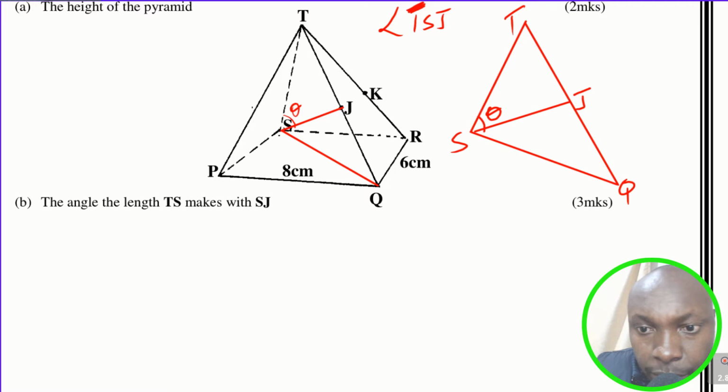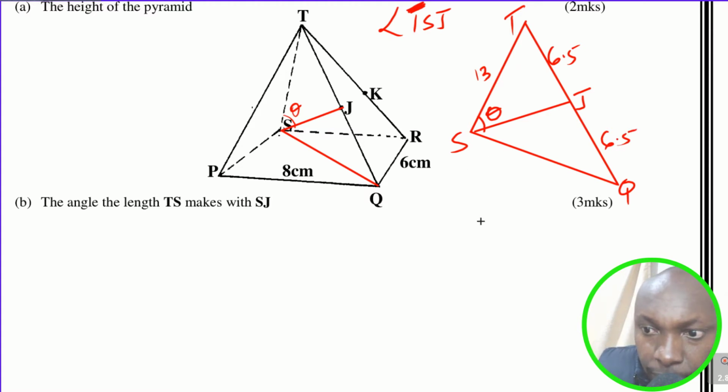So let us indicate the measurements that you're given. We have ST, that is the slant height, given as 13. Then TJ is not given, but you can get that since we are given TQ is 13, and J is the midpoint of that. So if TQ is 13 and TJ is half of that, J is the midpoint, so this one will be 6.5, this one will be 6.5.